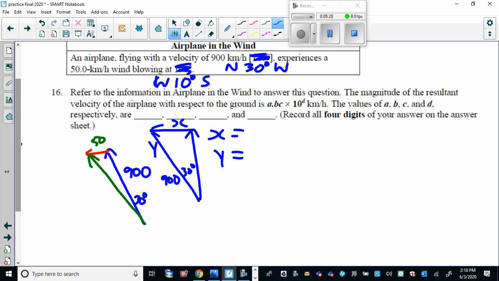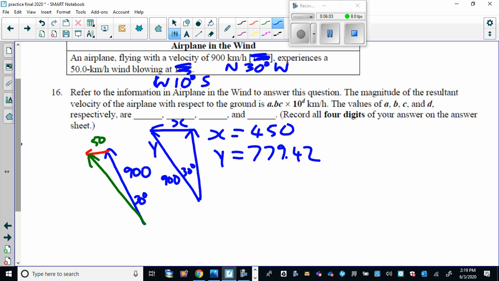And you use cosine and sine, you should be really proficient at this, so I'm not going to go through the details. And so you're going to use sine to find out the x value, and the x turns out to be 450 kilometers per hour, and the y turns out to be 779.42. Let's go to at least 2 decimal places here so we're accurate. Okay, so that's for the plane.